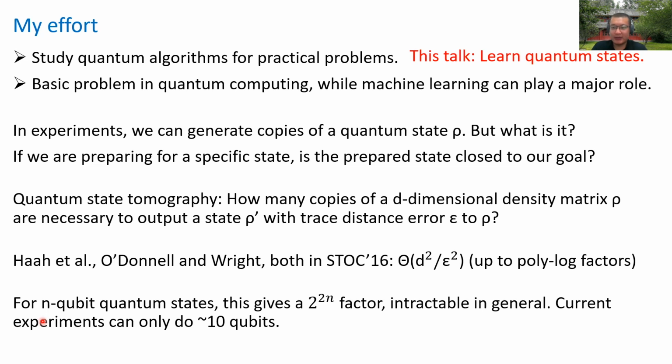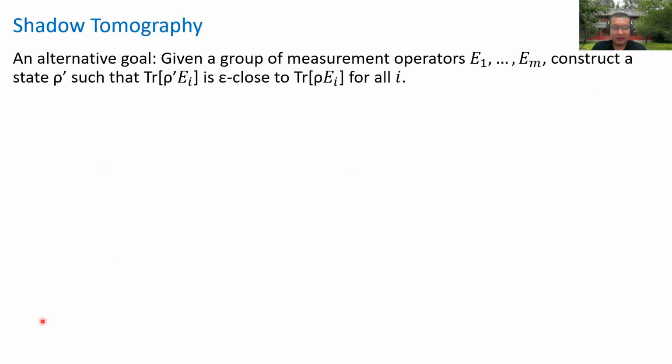So in general, this problem of quantum state tomography is super important. But I have to say that it is probably not very practical for now, and maybe we have to think about some alternative goal that can facilitate this. A very important alternative goal is the problem called shadow tomography.